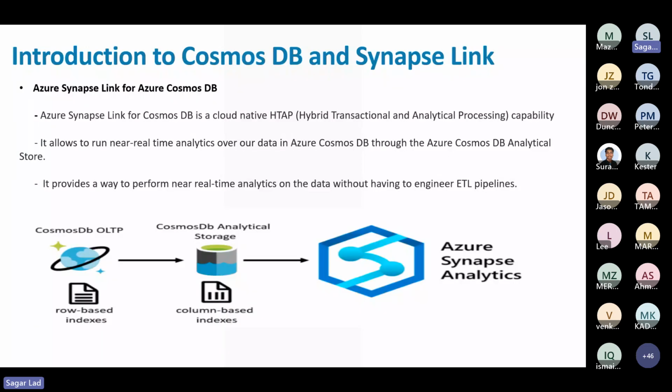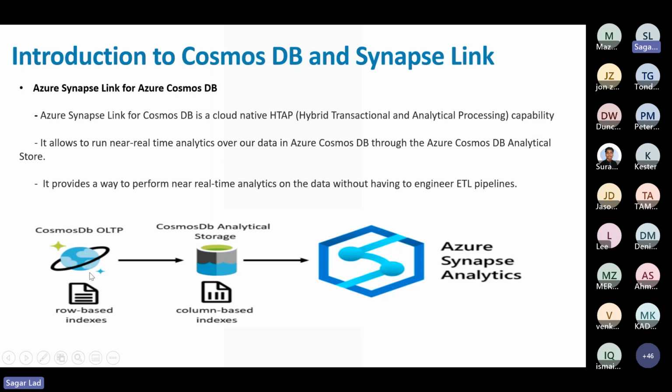Now, after we got a basic understanding of Cosmos DB and Synapse, let's see what the Synapse Link feature of Cosmos DB is. Azure Synapse Link for Cosmos DB is a cloud-native transaction and analytic processing capability that allows us to enable near real-time analytics over the data in Cosmos DB via the analytical store. It enables us to ingest data in a real-time manner without performing any ETL pipeline.